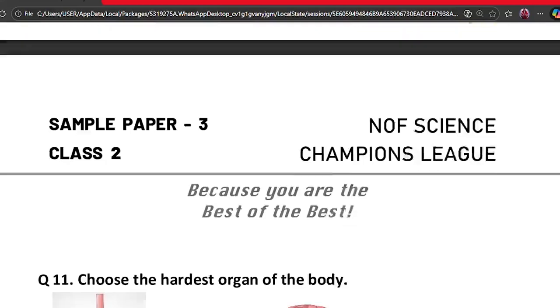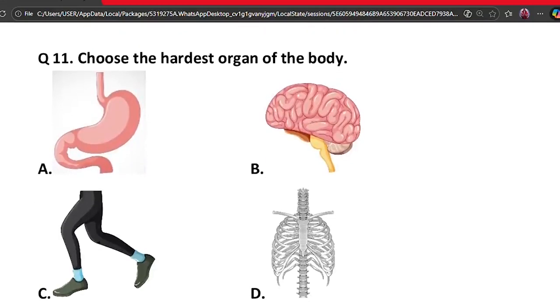Moving on to the next question. Question number 11. Choose the hardest organ of the body. A is a stomach, B is a brain, third is an image of legs, and fourth is an image of a rib cage. So the correct answer is option D. Why? Because the picture is of a rib cage, which is the hardest part of the human body. This helps us protect our heart, lungs, and other internal organs. So the correct answer is option D.